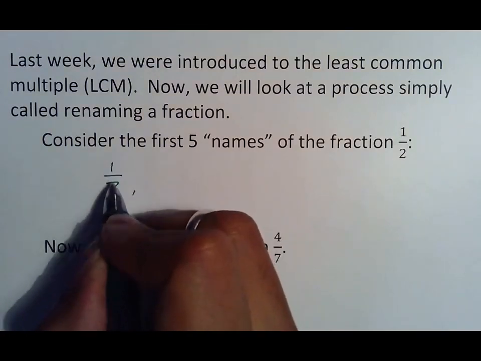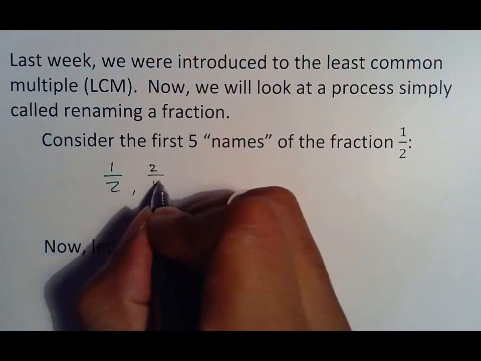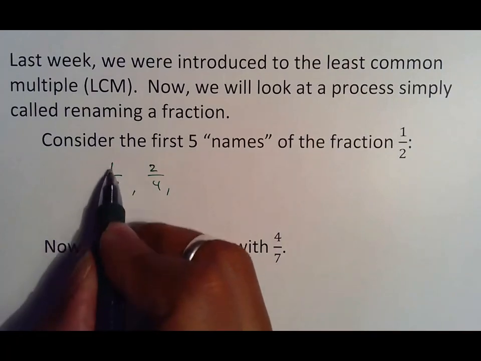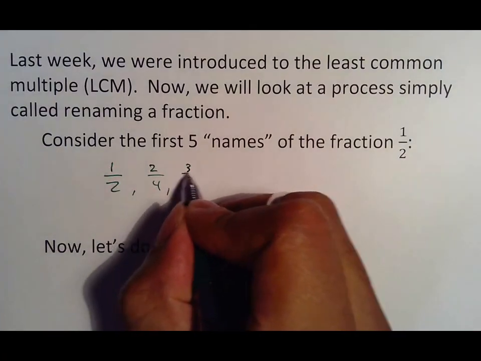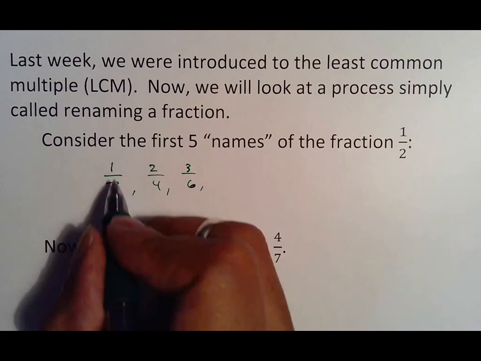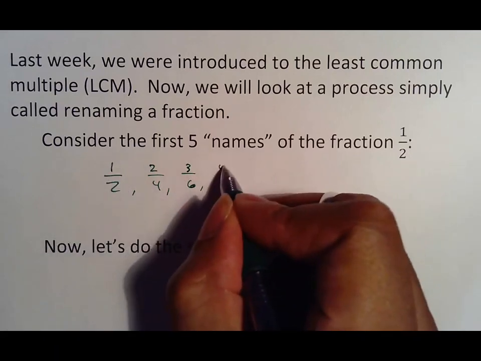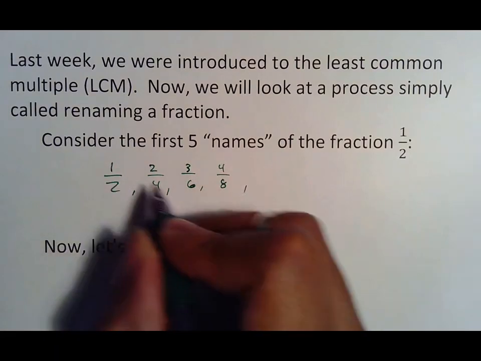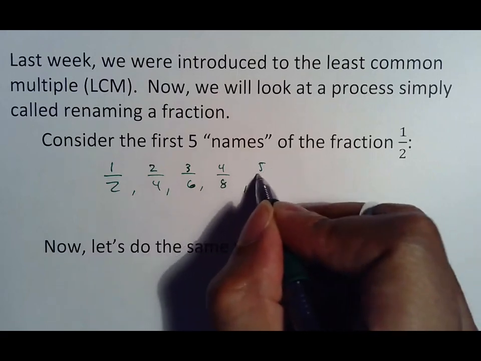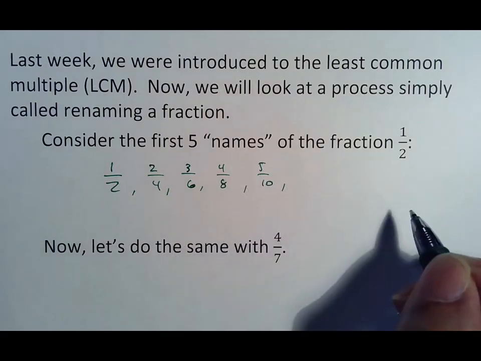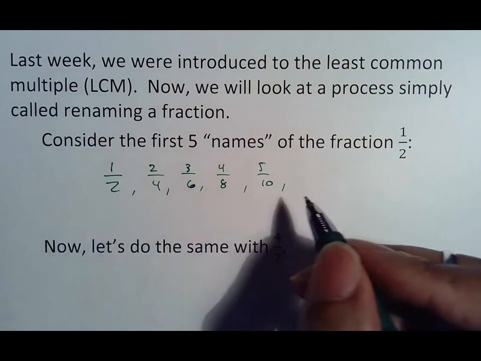You could double both of these and put 2 over 4. You can multiply both of these by 3 and put 3 over 6. You can multiply both of those by 4 and get 4 over 8. You can multiply them both by 5 and get 5 over 10. You can keep going. Again, you only wanted the first 5 names.